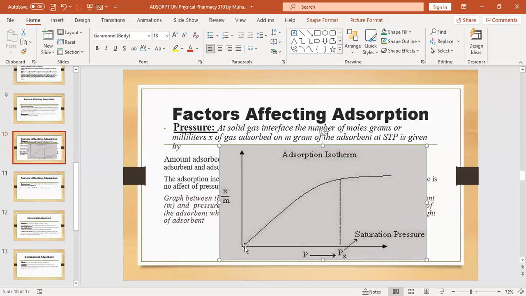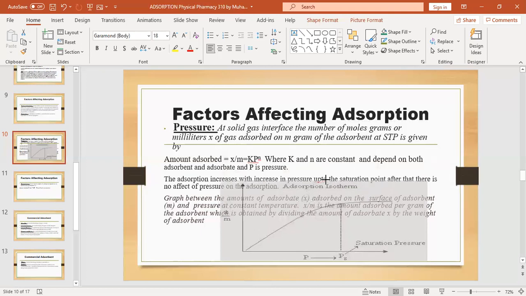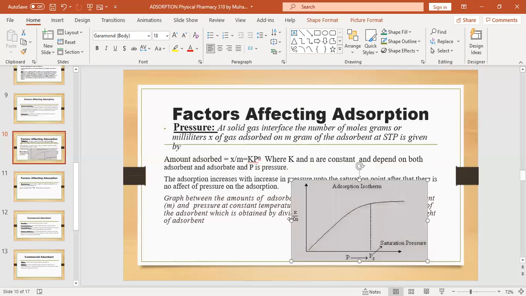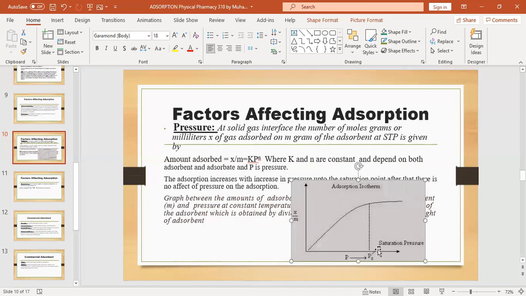As you can see, as we increase pressure, loading increases. Then at this point, which is called saturation pressure, there is no further vacant space on the adsorbent surface, so no gas molecule will be adsorbed, and you can see that from here the process becomes constant. So we can say that at the solid-gas interface, adsorption is directly proportional to the applied pressure up to a certain limit, and that limit is called saturation pressure. After that, the process becomes constant.